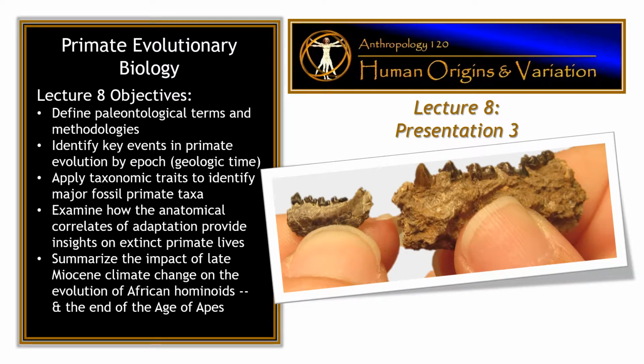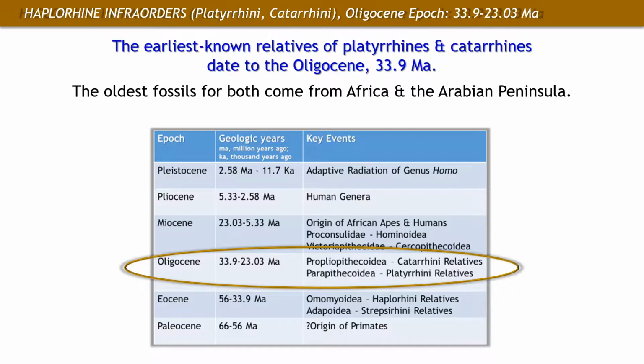With Lecture 8, Presentation 3, we get to go to one of my favorite places in the whole wide world, the Fayum Depression of Egypt, to visit Oligocene primates. The earliest known relatives of platyrrhines, those are the New World monkeys, and catarrhines, Old World monkeys, apes, and humans, date to the Oligocene, 33.9 million years ago. The oldest fossils for both groups come from Africa and the Arabian Peninsula.